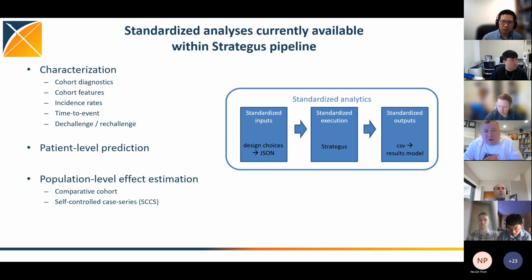We have a standardized analytic for conducting incidence rates. So within a target population, what is the incidence of experiencing some outcome within some time at risk? We have a standardized analytic for conducting time to event characterization. So one may want to simply look at the distribution of when outcomes occur in relation to exposure. And this is a standardized module that we have.